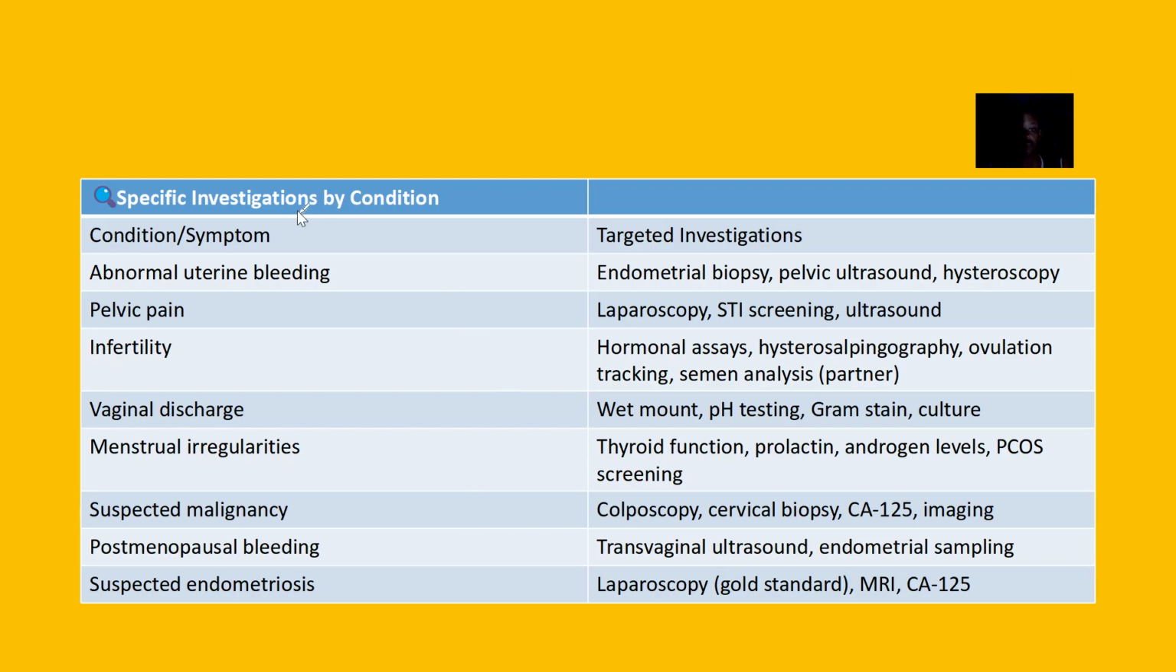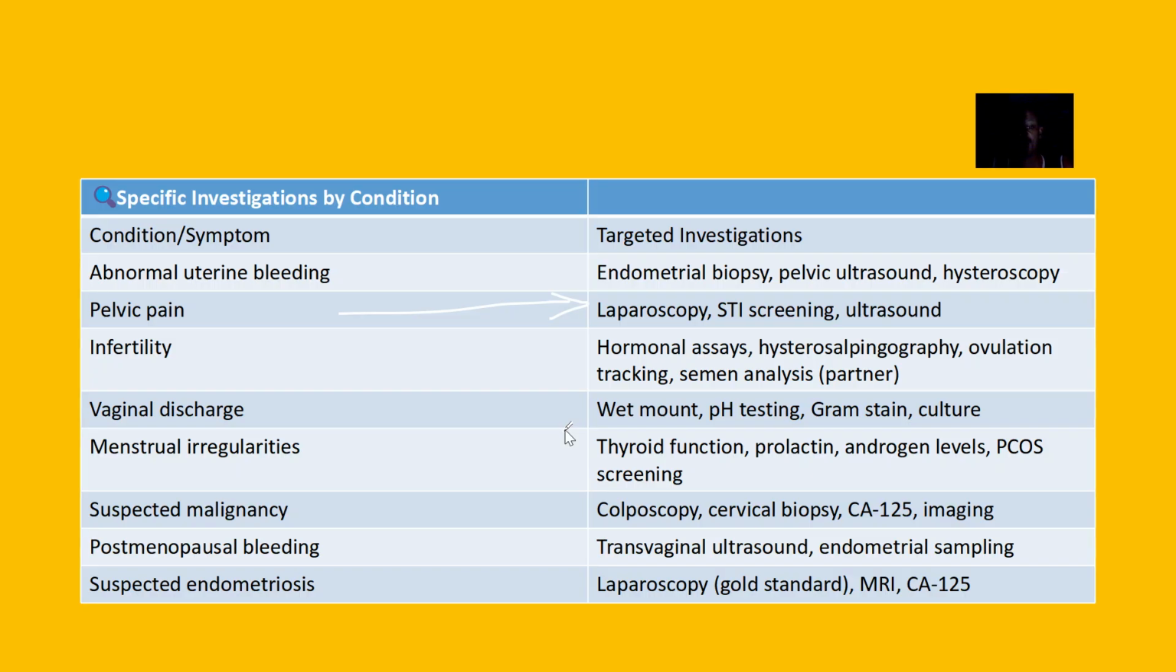So, specific investigations by conditions. Now, abnormal uterine bleeding: the investigations for it could be endometrial biopsy, pelvic ultrasound, or hysteroscopy. Do you understand? I'll just be calling the name of the condition, while you pause to look at the targeted investigation. So pelvic pain, those are the investigations.